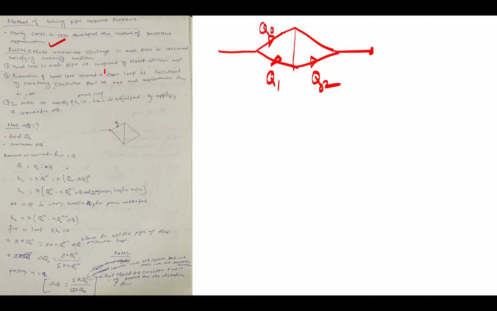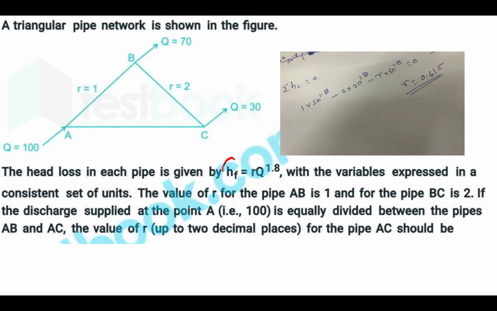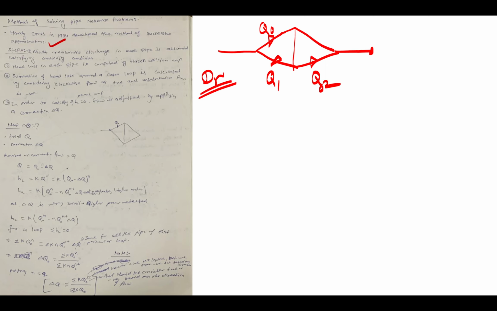Head loss in each pipe is computed by the Hazen-Williams equation. You can use the Hazen-Williams or you can use the Darcy-Weisbach. In the question, it will be defined already. Like in this question, you can see here, your head loss is computed as HF is equal to R, or you can write K also, Q to the power 1.8. So Darcy-Weisbach we have not followed here. It will be defined in the question already, maybe the Hazen-Williams or sometimes Darcy-Weisbach, or maybe another based on experiment.